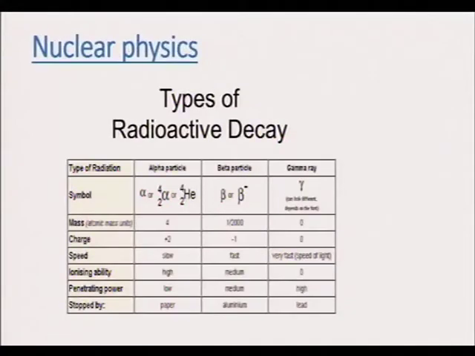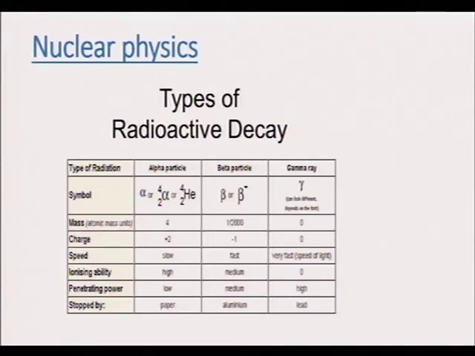Then the last topic we cover is nuclear physics. In nuclear physics, we are mostly concentrating on radioactive decay. What is radioactive decay? Radioactive decay is when a nucleus breaks up because it's unstable, and when it breaks up, it gives off some particles. These are the particles that we need to know: alpha particle, beta particle, and the gamma rays. We don't say gamma particles, they are rays, they are not particles.